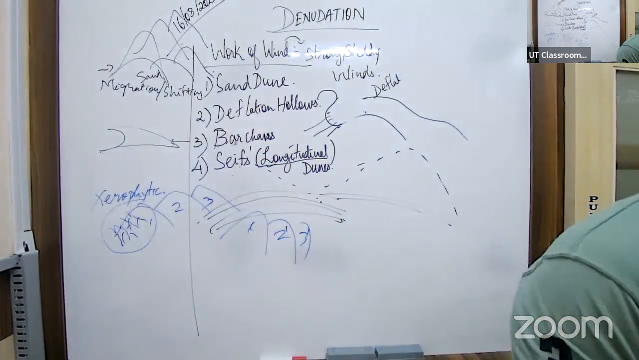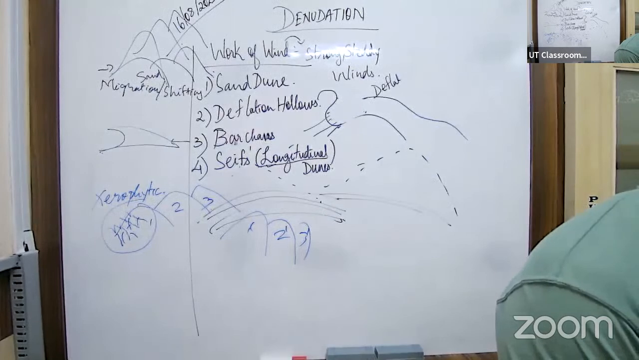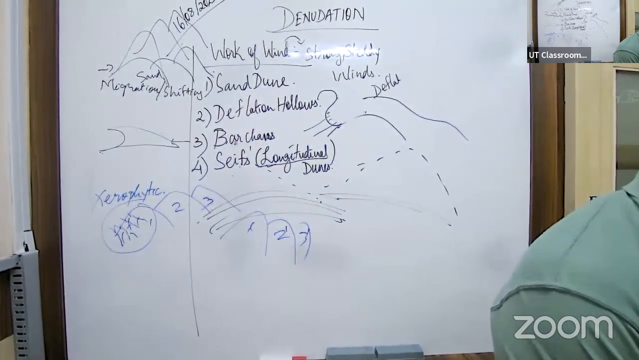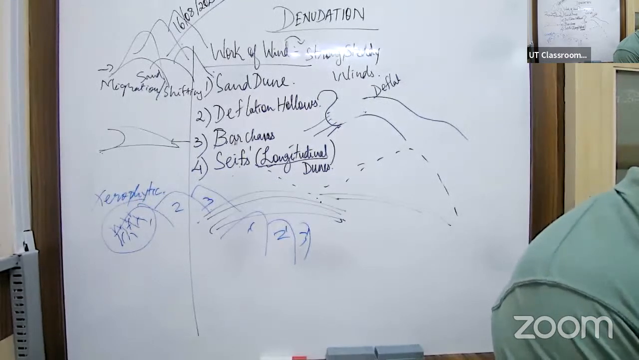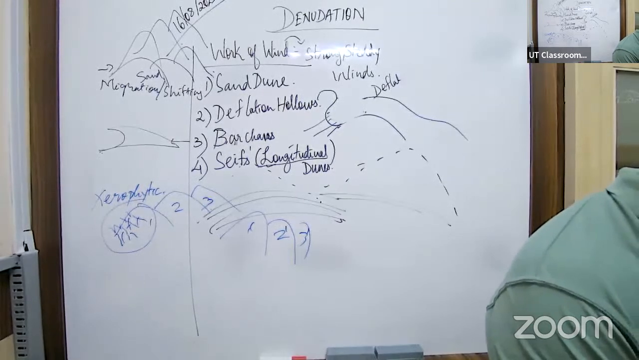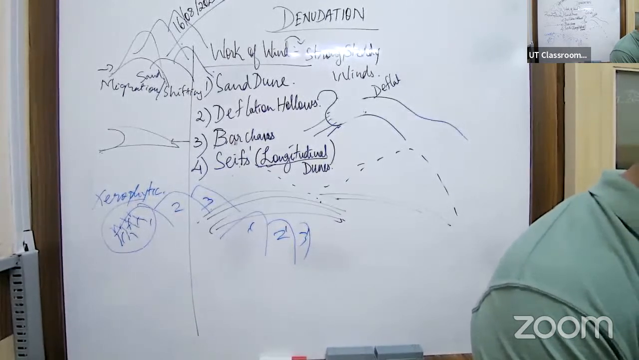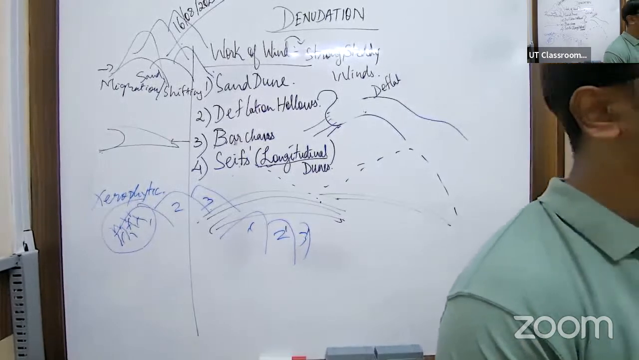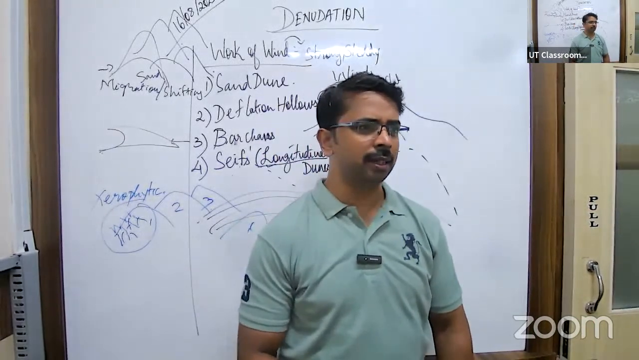Everyone is ready. Shape and size, I'm just reading it with the factors. In fact, their shape and size depends on, put a small box for factors. One, direction and force of wind. Only underline direction and force. Two, speed of the wind. Underline speed of the wind. Three, nature and amount of sand. Four, water features. What are water features? If lakes, streams, etc. are in a nearby area, what will happen to the wind? How are these lakes going to influence the sand dune?